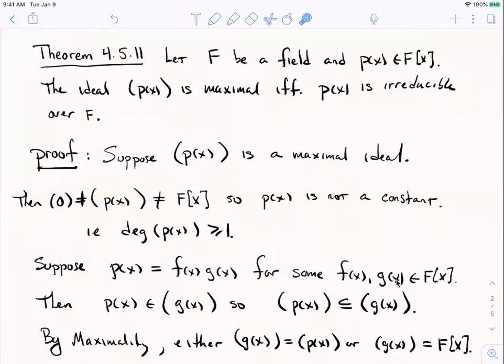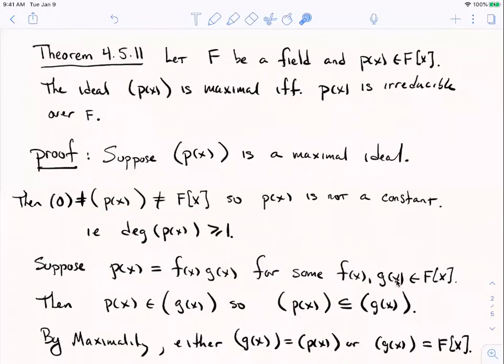Okay. Also, because it's a maximal ideal, it's not the whole ring. Maximal ideals, by definition, are not the entire ring. So from those two non-equalities, I can say that p can't be a constant polynomial. It can't be the 0 polynomial because it's not generating the 0 ideal. And it can't be a non-zero constant polynomial because if it were, it would be a unit. And if it were a unit, the ideal it generates would be the entire ring.